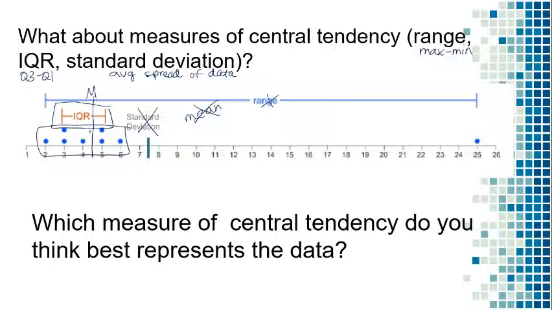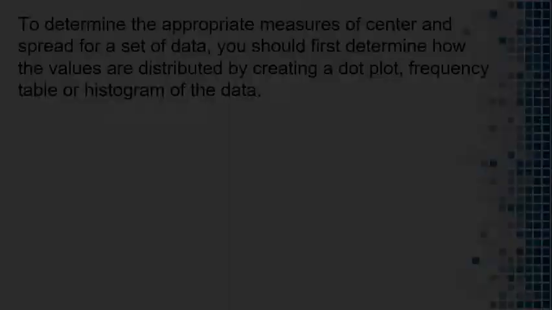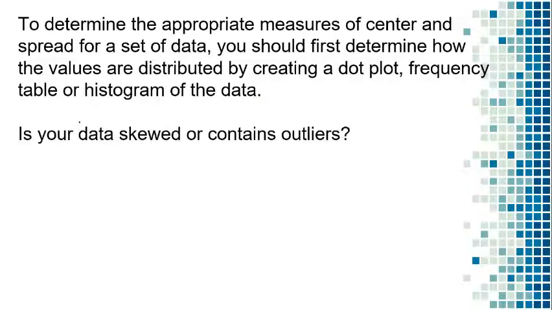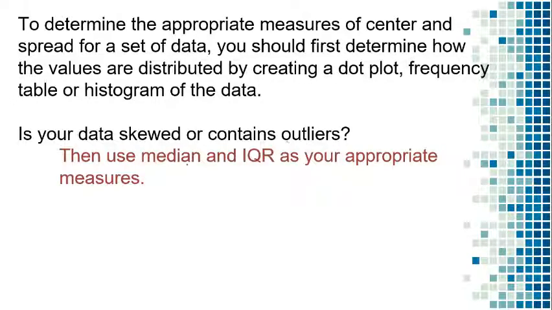But when we have something that has an outlier or is skewed, we're going to use the median and the interquartile range to better represent that data. Okay, so just a little recap. Is your data skewed or does it contain outliers? We're going to use the median and the IQR, the interquartile range. That's your Q3 minus your Q1. And that's going to give you an appropriate measure of your data.